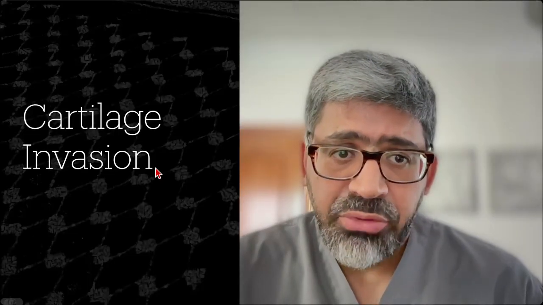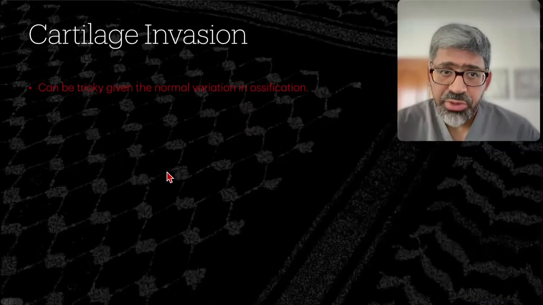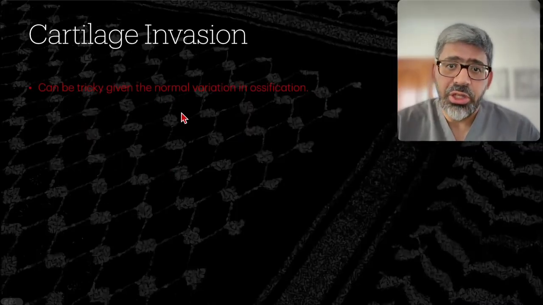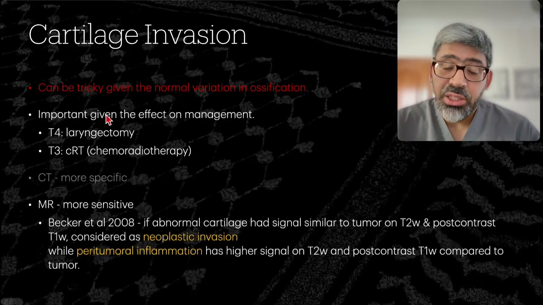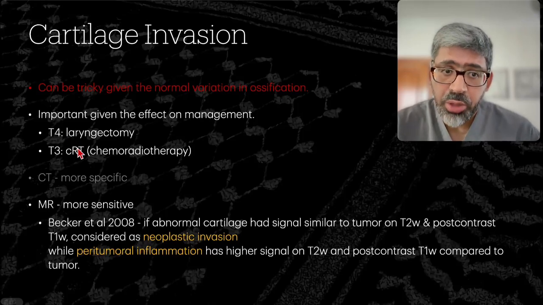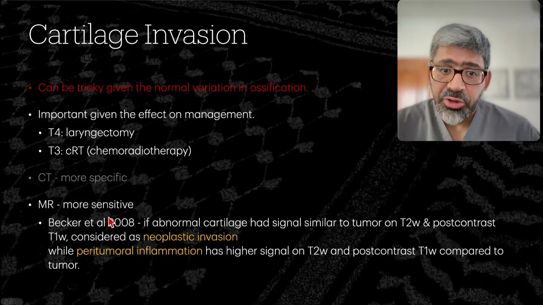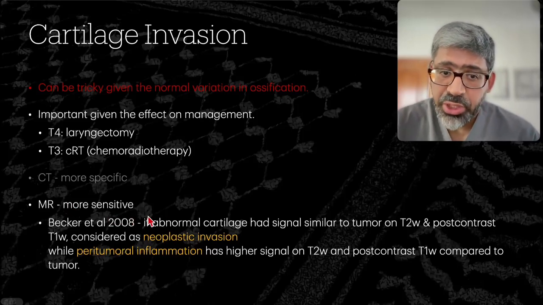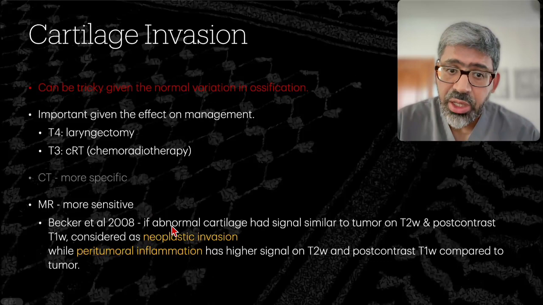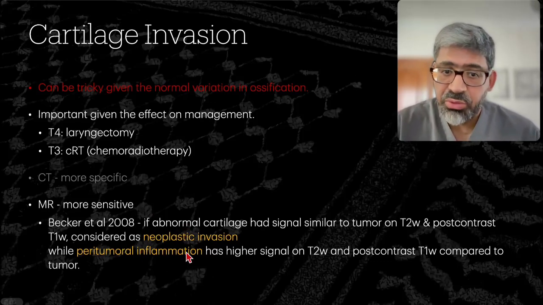Now we'll look at a few cases to illustrate cartilage invasion. Cartilage invasion assessment can be tricky given the normal variation in ossification. It is important to make that distinction because it makes a difference regarding management options and T staging of the tumor. MR is definitely more sensitive. The criteria has been revised a few times to better discriminate between invasion of the cartilage and peritumoral inflammation.